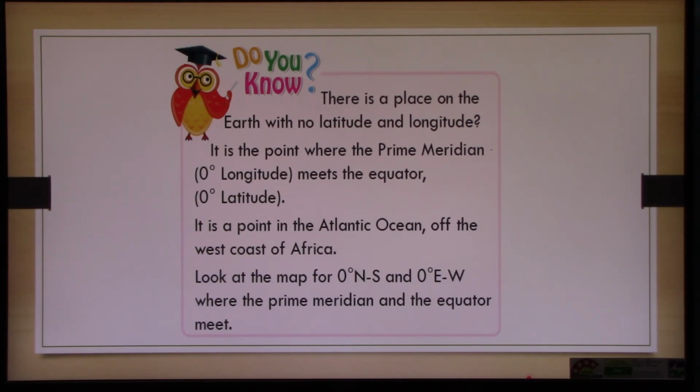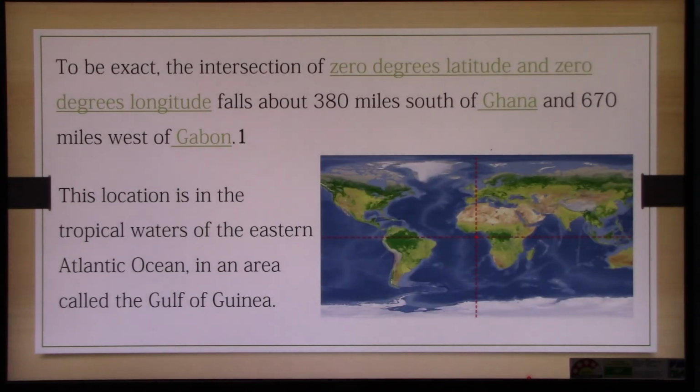Now we will actually look at the map. What does it say? Look at the map for 0 degree north to south and 0 degree east to west, where the prime meridian and the equator meet. Let us see where it is. Look at this. Prime meridian and the equator and the intersection point. Children, what did we learn? What is it called? This is called the coordinate. This particular point. Look at this.